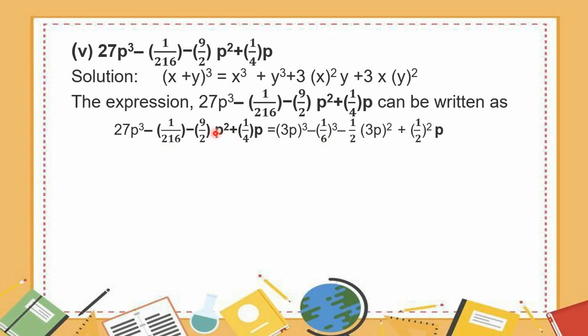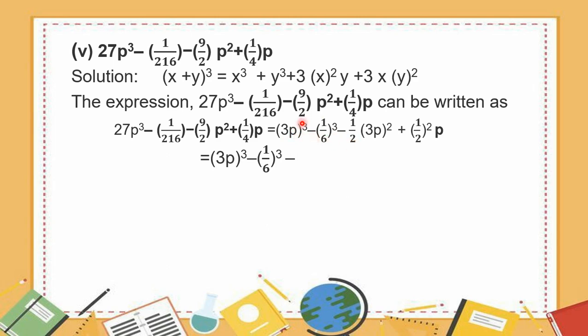This 9 we write as 3 into 3, that is 3p whole square, which we take and multiply by 1 by 2, plus this 1 by 4 expressed as 1 by 2 whole square into p. This is simple, only the exponential form of the given numbers. In the next step, the first two terms are the same: 3p whole cube minus 1 upon 6 whole raised to the power 3.